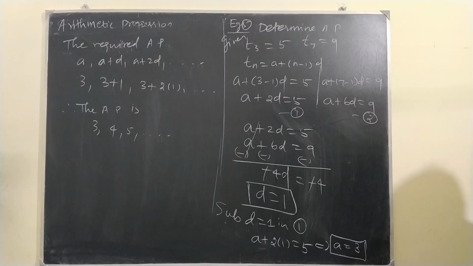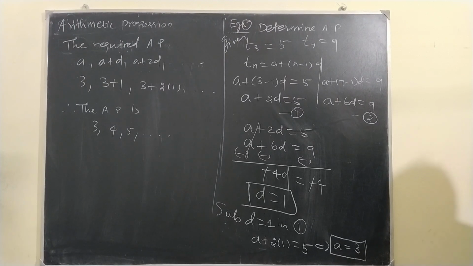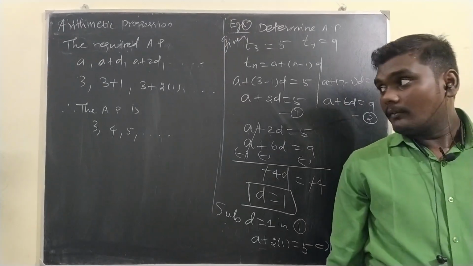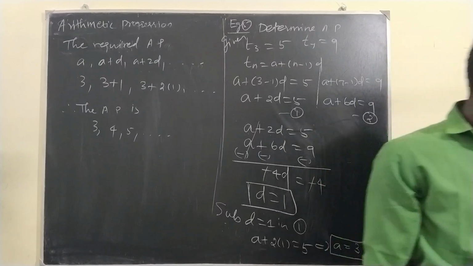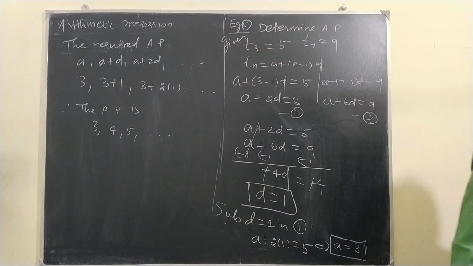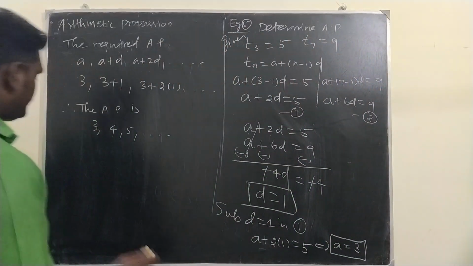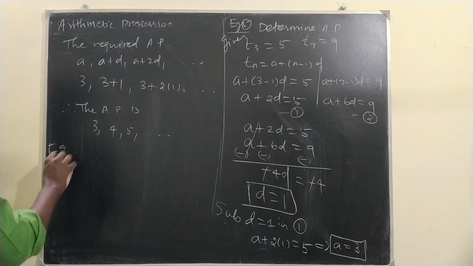Okay. Next. Check whether 301 is a term of the list of numbers. Read the question carefully. Check whether 301 is a term of the list of numbers 5, 11, 17. Example 6.